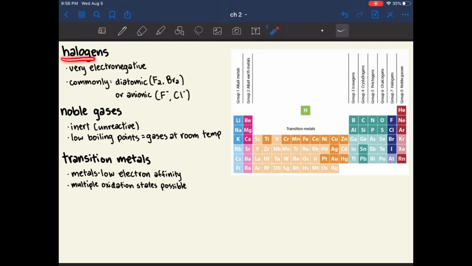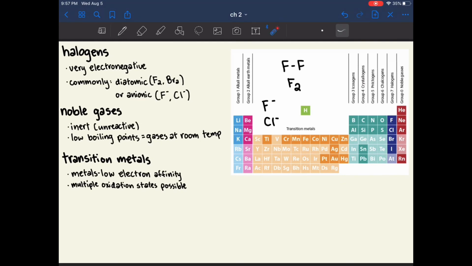The next group are the halogens. And the halogens are this group here. They're group number 7. Halogens are known for being very electronegative because, first of all, they have a very high effective nuclear charge. And also, if they gained an electron, they would be at their noble gas configuration, which is very stable. So halogens tend to exist in either their diatomic form, which means that two halogens are bound together, or in their ionic form, which means that an electron has been added to it.